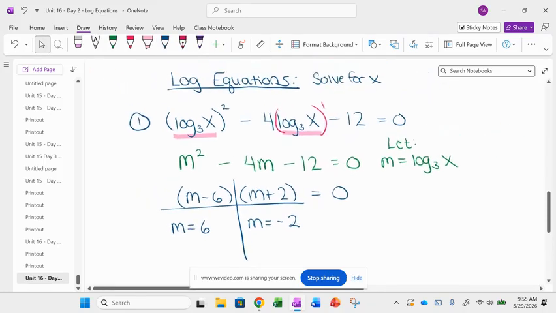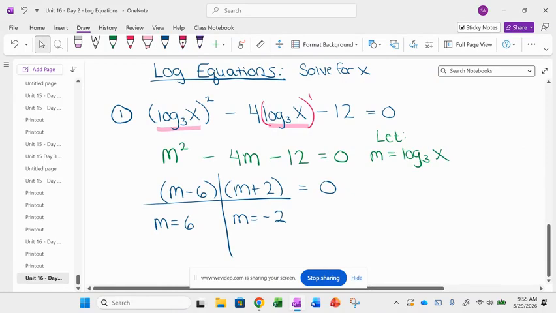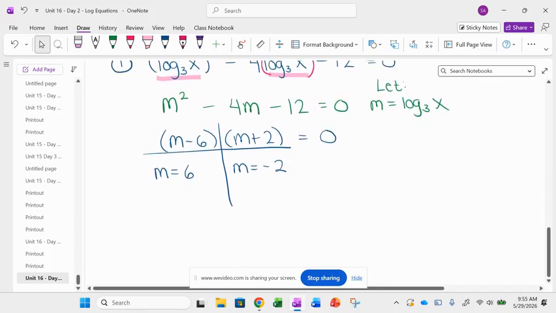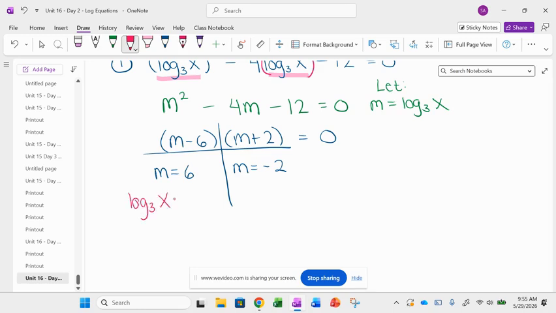The problem is I love substitution because visually it makes it so much easier to see what we're going to do. But then it's sort of like a double-edged sword. Students just want to move on once you solve for m. But are we finished? No, we're not finished because we used substitution. I now have to substitute back. I'm not solving for m. I'm solving for x. So now I'm going to substitute back in, and I'm going to say log base 3 of x is equal to 6. And log base 3 of x is equal to negative 2.